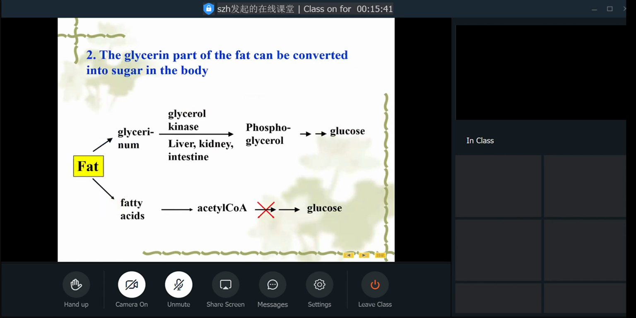And the second, you can see glycerin, part of the fat can be converted into the sugar under special condition. Glycerol can be used to produce the glucose under special condition. The fatty acid through the beta oxidation produces acetyl-CoA, which can't be used to produce the glucose.